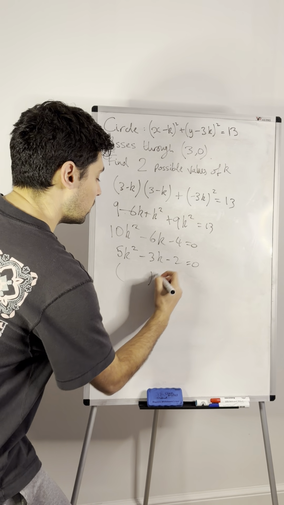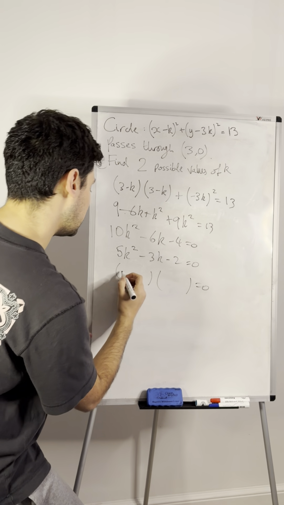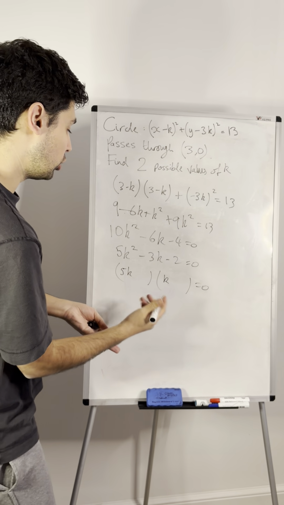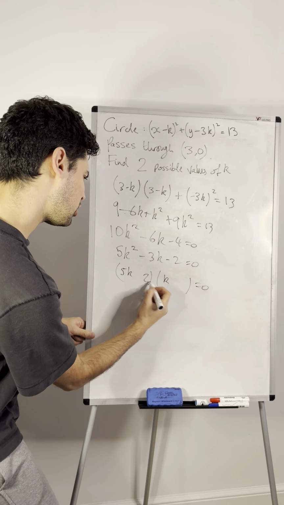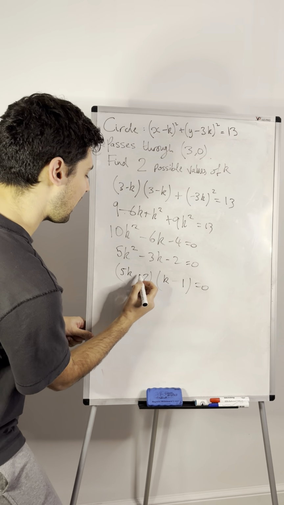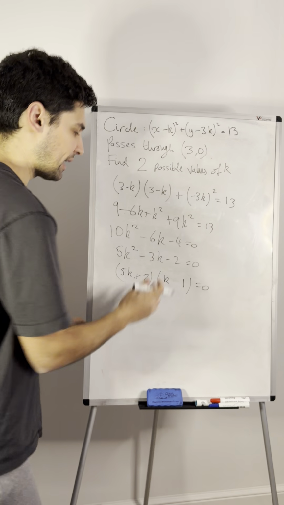So let's see. We know it's going to be 5k and k, and we know it's going to have to be 1 and 2. So I'm going to go ahead and say it's probably going to be 2 there and 1 there. So that makes a 5, that makes a 2. Yes, we want minus 5k plus the 2k to make the negative 3.